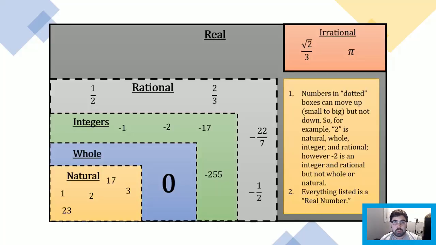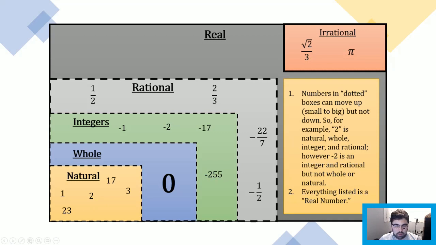All right, here's a graphic organizer. This is traditionally what you'd be given. If you think you can use this to your advantage, go for it. Essentially, each level, as you move from the bottom left corner out to the top right, it adds numbers as you go. But it would help to read that note over there. So numbers in dotted boxes can move up, small to big, but not down. For example, the number 2 is natural, whole, it's an integer, and it's rational.